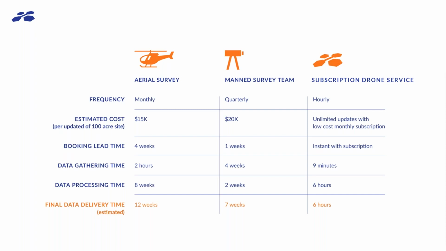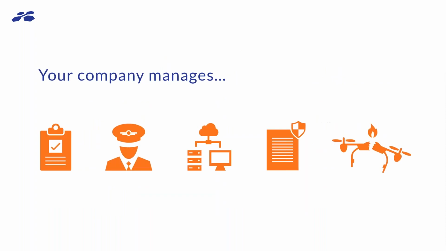Doesn't matter. It's unlimited updates. With the low-cost monthly subscription, you can do it as often as you want. Every time you push the button, the drone will fly and collect fresh data. The booking lead time is instantaneous. To gather a 100-acre site needs about 9-10 minutes, and then the data processing time is a few hours. So if you fly that morning, you can see where your job site is before you leave the office.